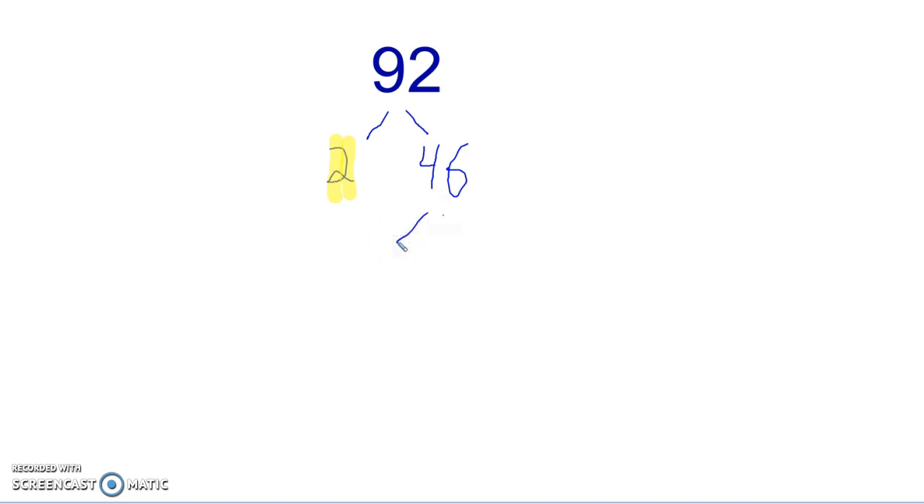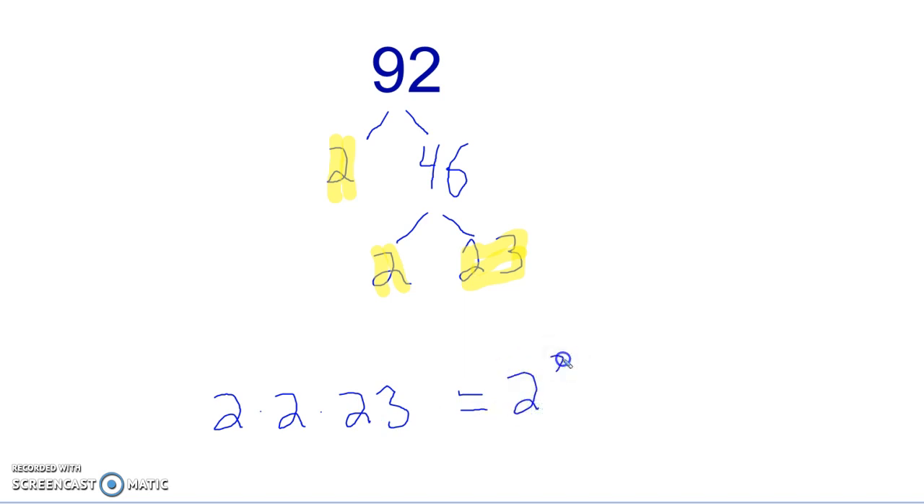And 46, I notice again, is an even number, so it can be divided by 2. 2 and 23. So 2 times 23 equals 46. Both 2 and 23 are prime numbers, so that's where we stop. So the prime factorization of 92 is 2 times 2 times 23. And if we were to write that with exponents, then it would be 2 squared, because there are 2 2's, times 23. And that is the prime factorization of 92.